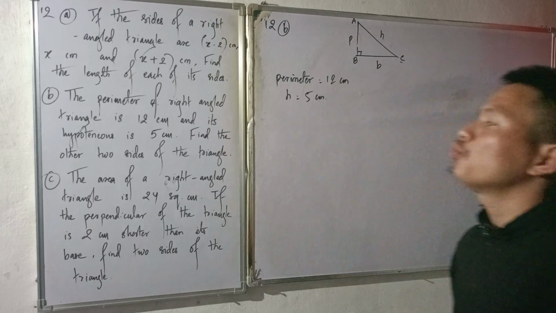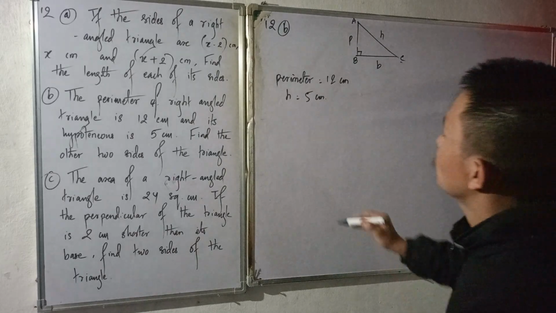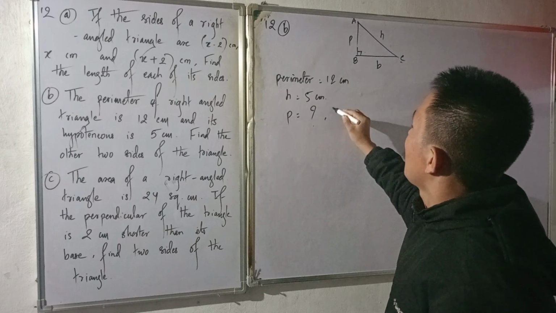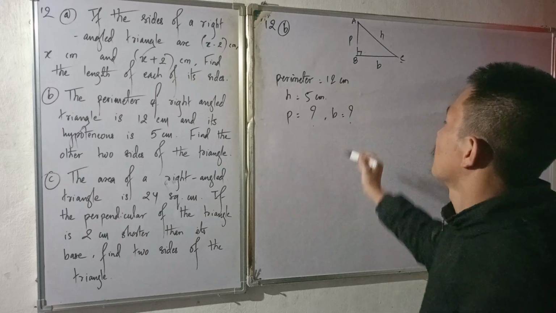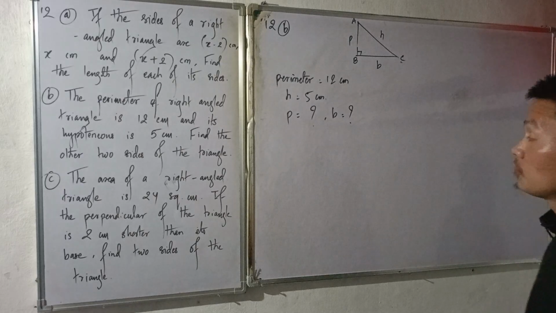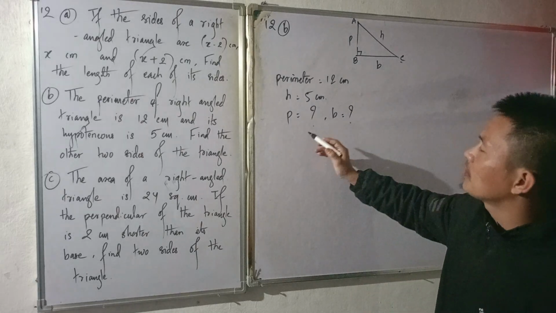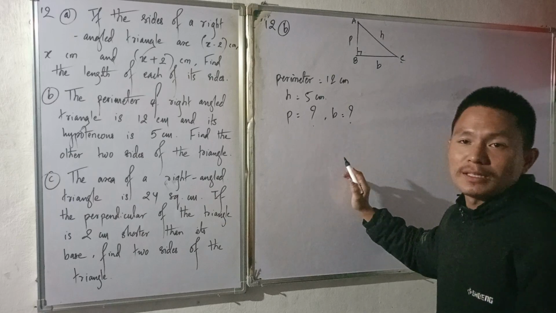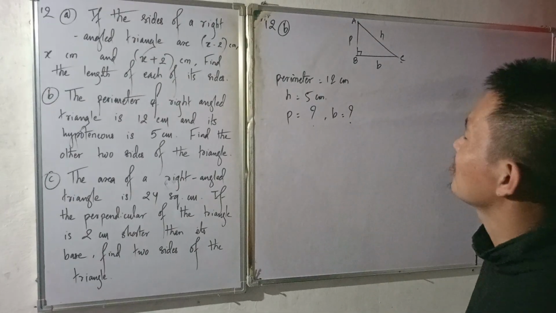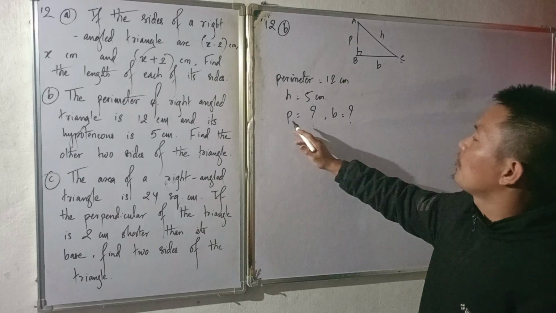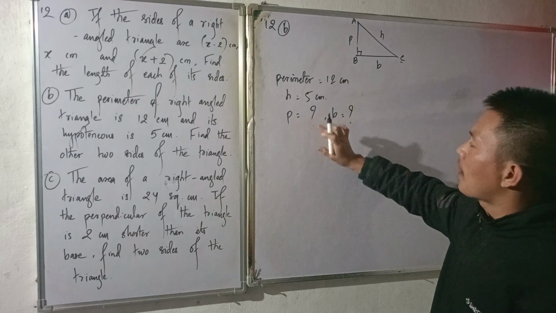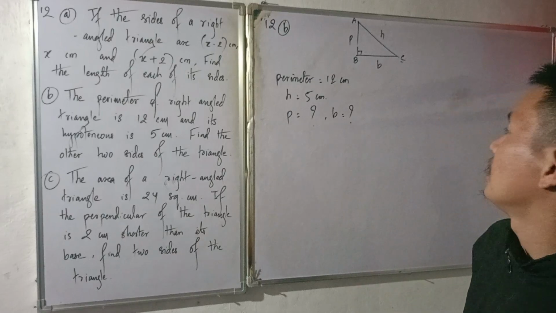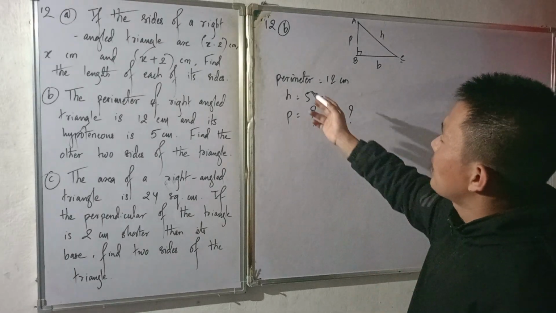Now you have to find the two other sides of the triangle, that is, P equals what and B equals what. If you want, you can suppose the value of P is X and B is Y centimeter, but I think it will be okay if you consider perpendicular as P and base as B. Okay, it doesn't matter.